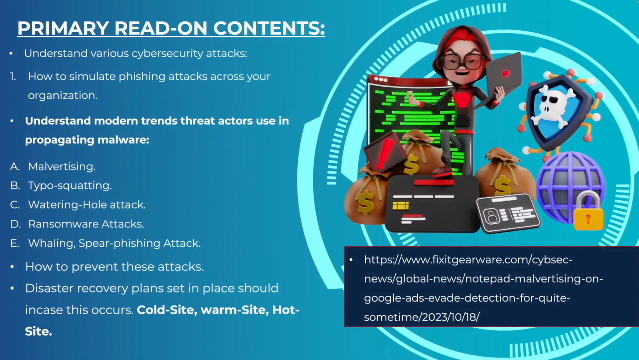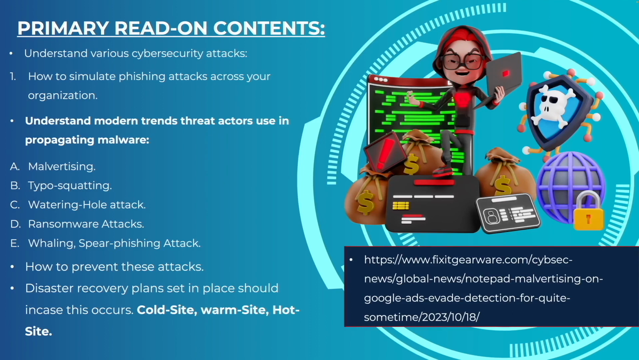As a senior cybersecurity engineer, you should understand how to simulate phishing attacks across your organization. Understand modern trends threat actors use in propagating malware. For example, malvertising, typosquatting, watering hole attack, ransomware attacks, whaling, spear phishing attacks. These are various forms of phishing campaigns you'll be simulating. You want to ensure that your organization's employees, staff, and team members are security conscious and aware of trending cybersecurity incidents as well. You should also learn how to prevent these attacks from occurring. You should also know about disaster recovery plans set in place should in case this incident occurs.